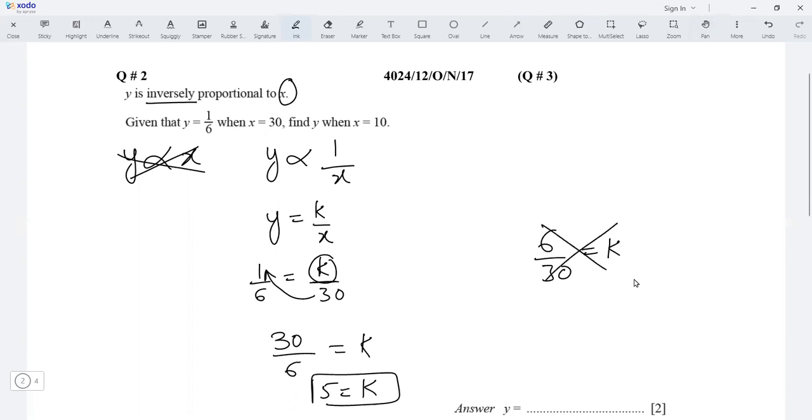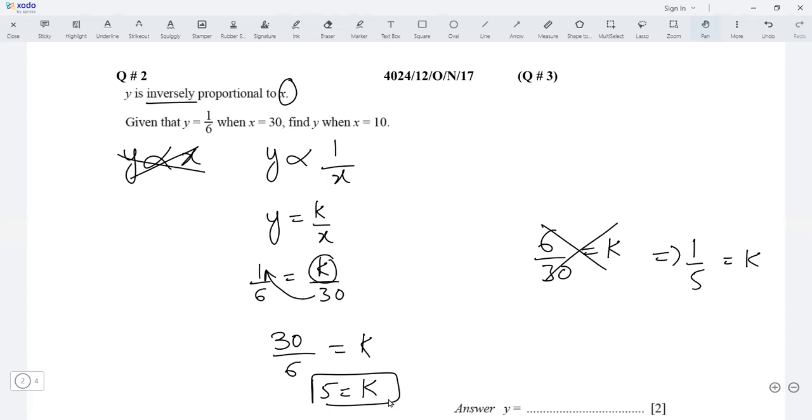This process is incorrect because it gives us 1 over 5. 1 over 5 is not the same as 5. Okay, just remember these concepts, which thing you have to do at which step.